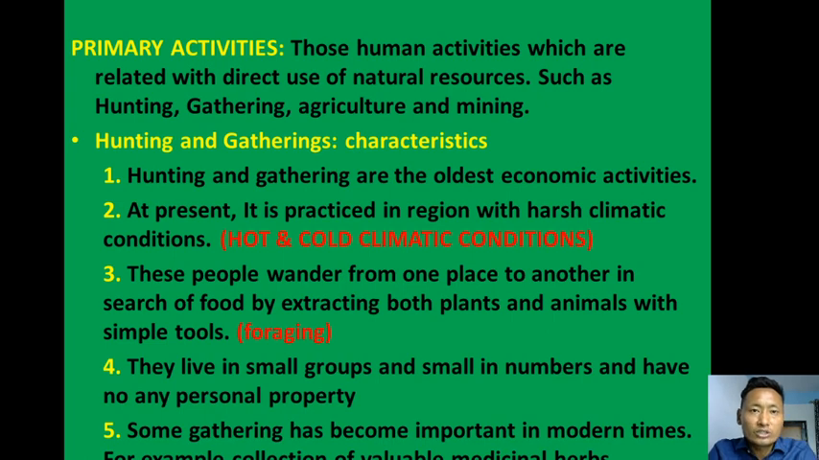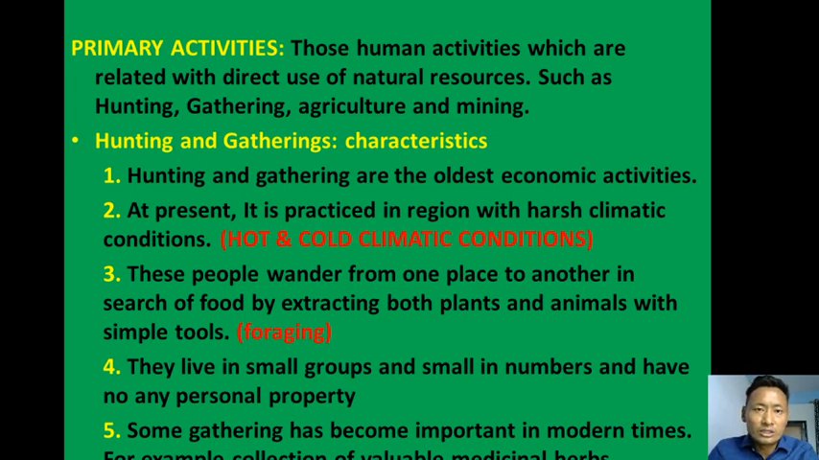Next, the most important thing that we need to know is what is meant by primary activities. Primary activities means those human activities which are related to the direct use of natural resources, or which are directly related to the use of the physical environment. These types of human activities on this planet are called primary activities. Examples of primary activities are hunting and gathering, agriculture and mining.